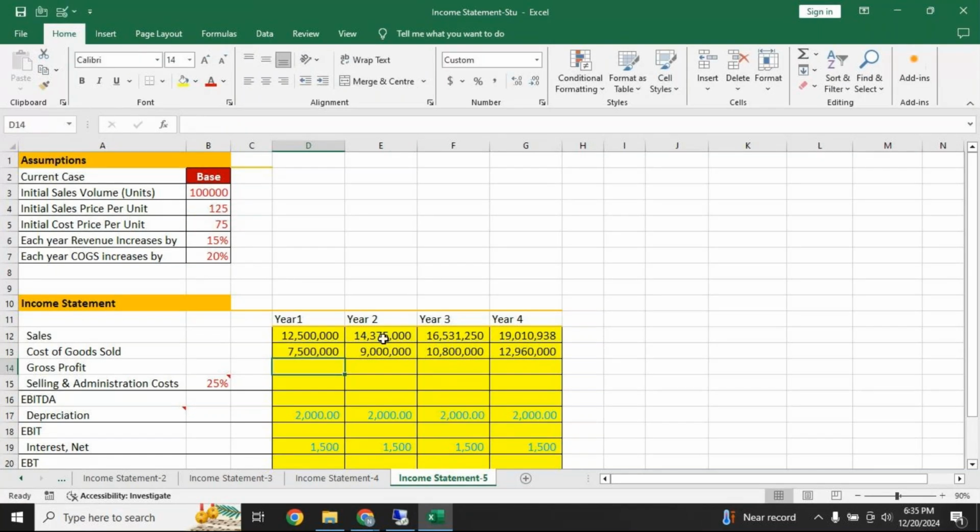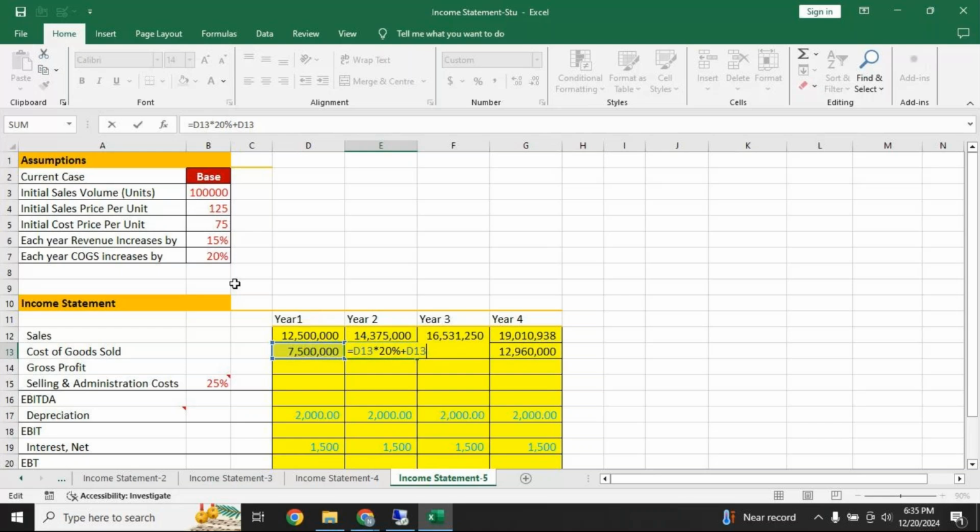Then here I showed a 15% increase. So I'm going to multiply this 15% with the previous year value, plus add the previous year value. The same way for COGS, I took the previous year COGS value into 20%. They are telling COGS is increased by 20%, so into 20% plus the previous year value. So it will be accumulated and it will be shown.